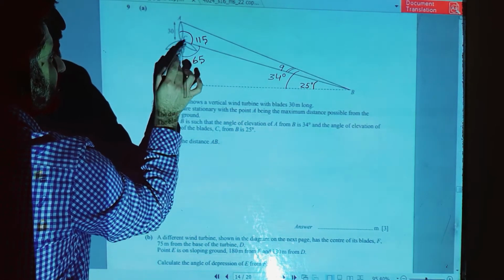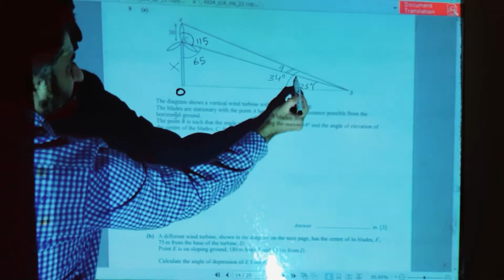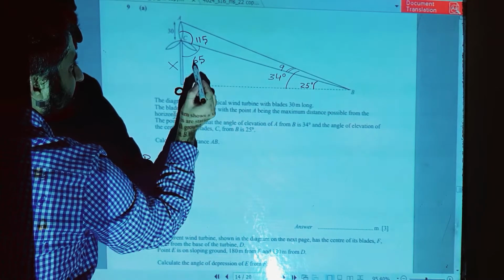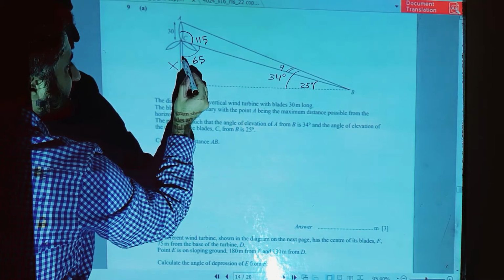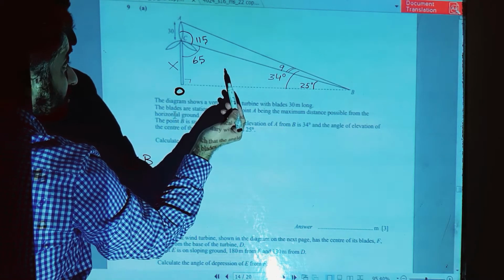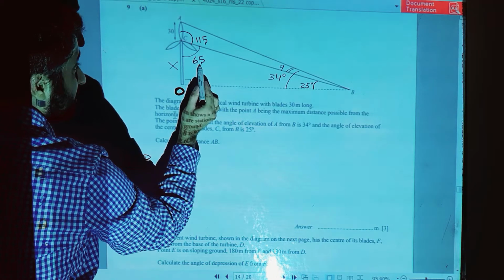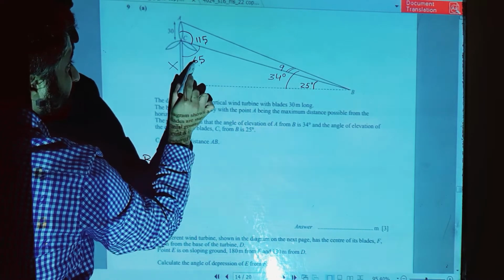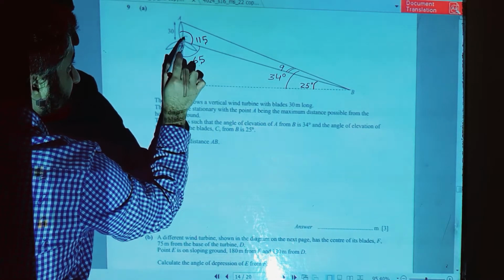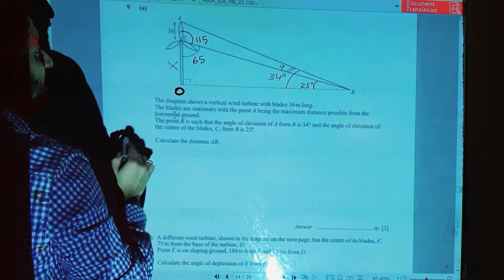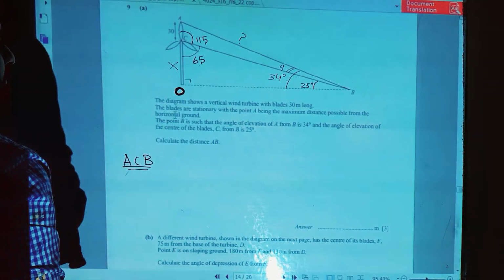You know this angle. Why? Because if this is 25, this is 90, then this is 65, according to the rule that sum of all angles in a triangle is 180, so you can find this 65. While this total angle is 180, so 180 minus 65 will give you 115. And we need to find this one, AB.